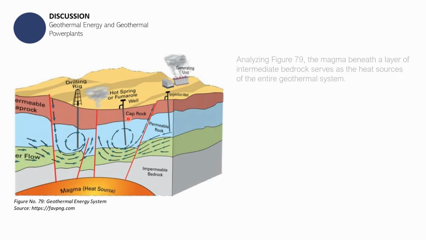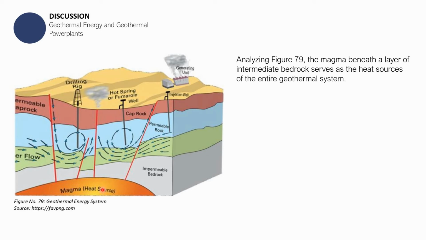And so, for the concept of geothermal energy, we need to analyze muna figure number 79. And so figure number 79 shows you what we do on the surface, what is happening beneath. So the magma beneath a layer of intermediate bedrock serves as the heat source of an entire geothermal system.